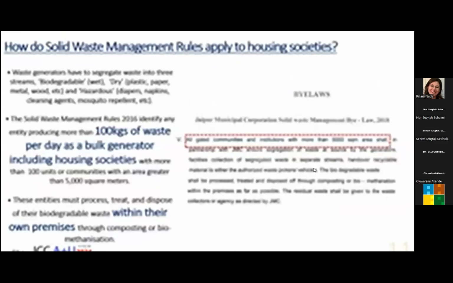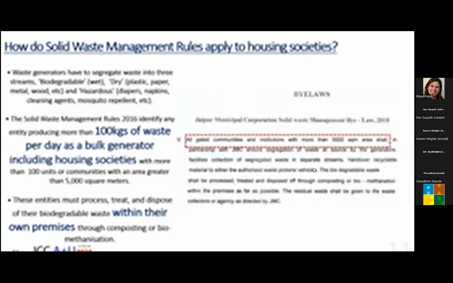So now, as we have looked at how the process of waste collection is done in these gated societies, let us see what the solid waste management rules apply to these housing societies. If a housing society is producing more than 100 kgs of waste per day, or the society has 100 or more dwelling units, or the area of the society is more than 5,000 square meters, then it is considered a bulk generator.